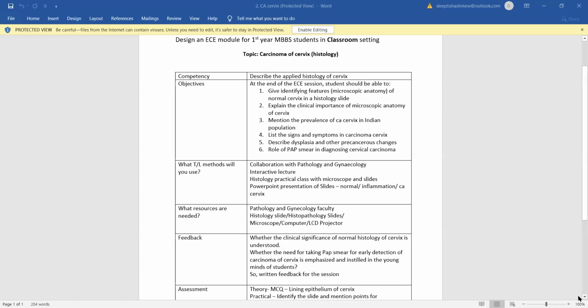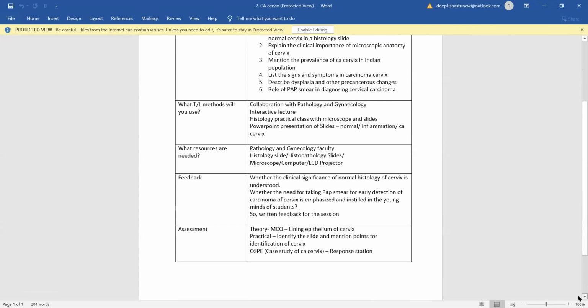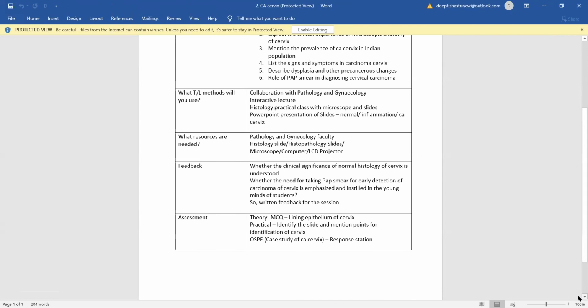Then the teaching learning methods that are to be used, there has to be a collaboration with pathology and gynecology. So it can be an interactive lecture, then histology practical class with microscope and the slides, and PowerPoint presentation of the slides, in that normal slide of cervix, along with, like, in the pathology there's inflammation and CA of cervix. So those slides, PowerPoint presentation of those slides can be shown to the students.